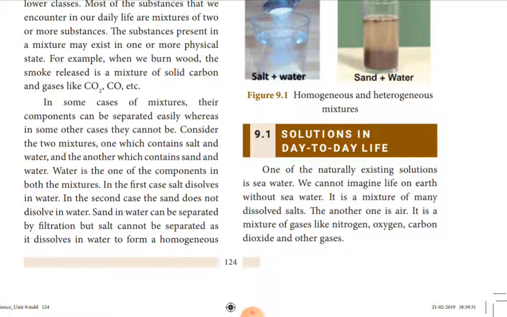are homogeneous mixtures, components are not able to be seen with the naked eye. If the components are uniformly distributed in the solution, then we can call it a homogeneous mixture. Suppose the components are not homogeneously, that means not uniformly distributed, that is called a heterogeneous mixture.